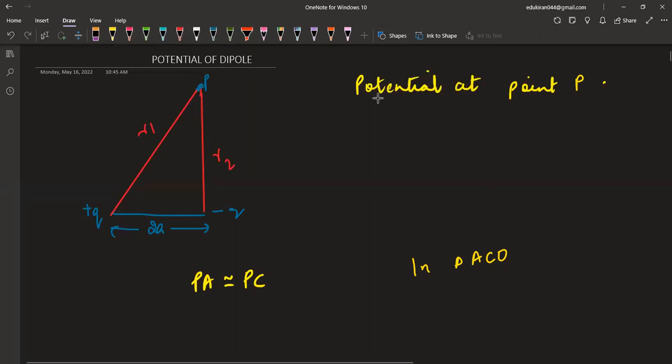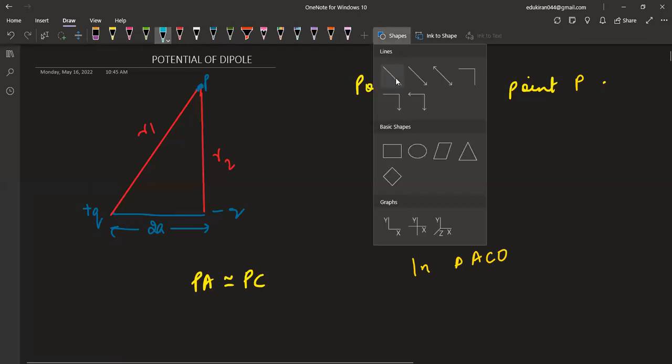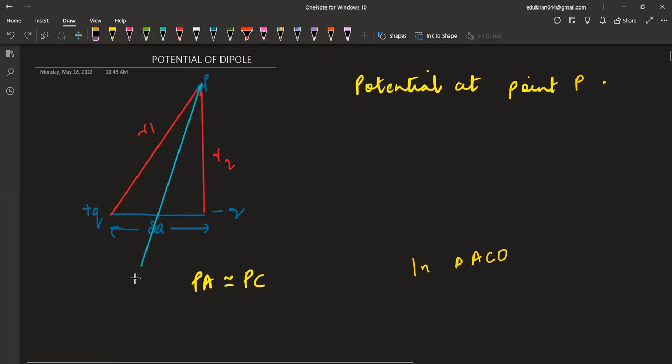Now, for the derivation purpose, I'm just passing a line through the center, dividing the separation into A and A, at some angle theta. For the calculation, I am dropping certain perpendiculars. This is just for the derivation purpose.